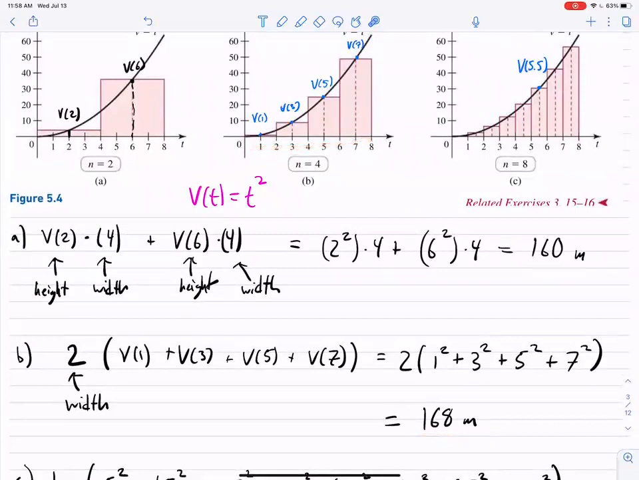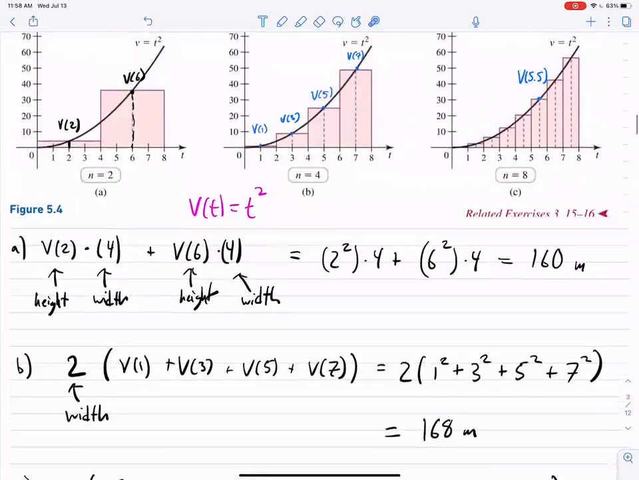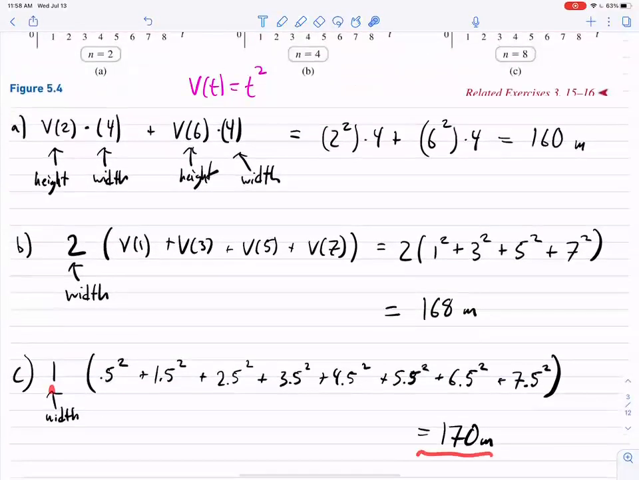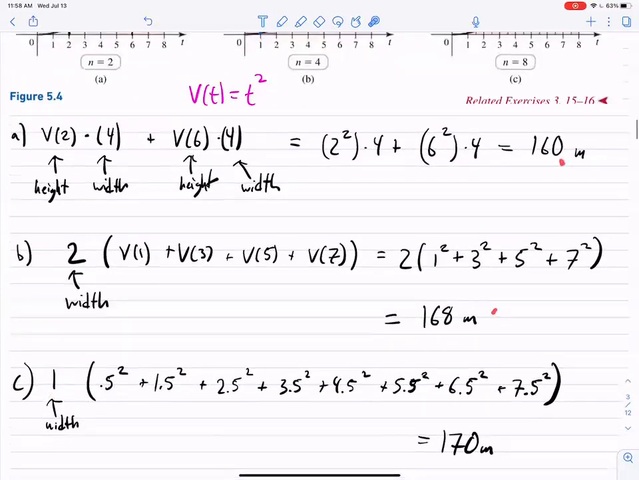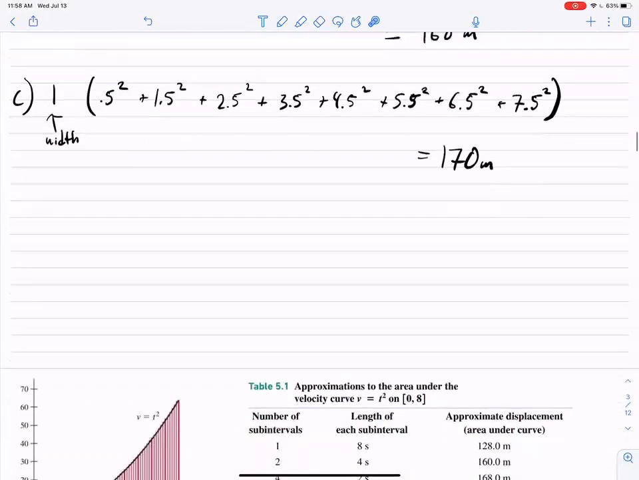And then the next approximation is if we do v of 8. And so that's going to be all the midpoints. So 0.5, 1.5, all the way till we get to 7.5. Those are all those heights. And then times the width of 1. And that gives us 170. And so we notice that they're getting bigger as we chop it up into more subintervals. So that means that they're kind of under approximations, most likely, because we're getting bigger and bigger.